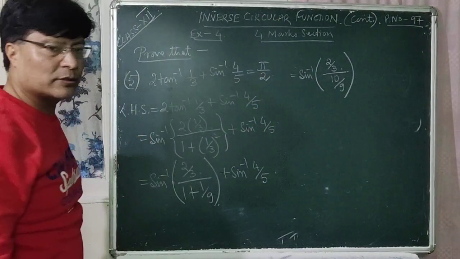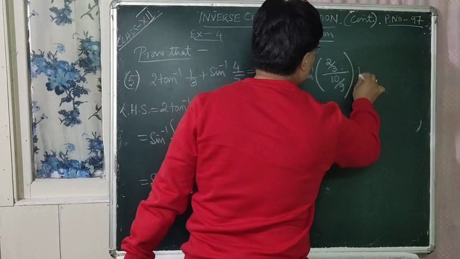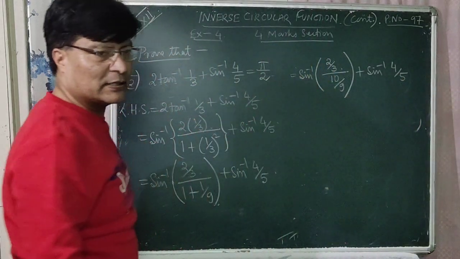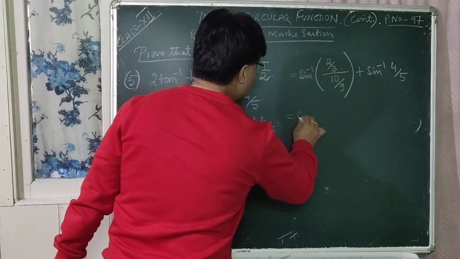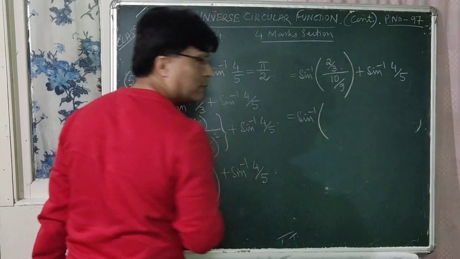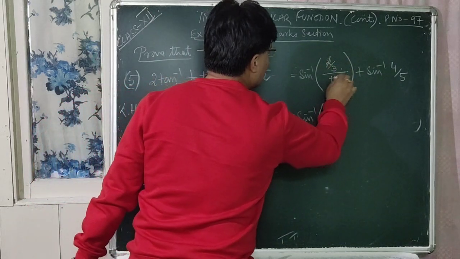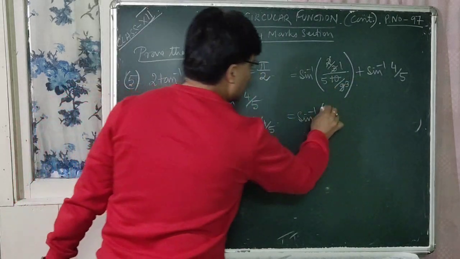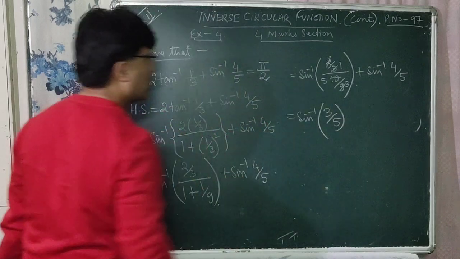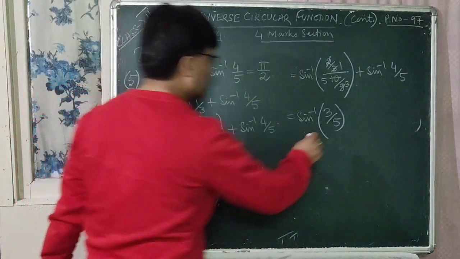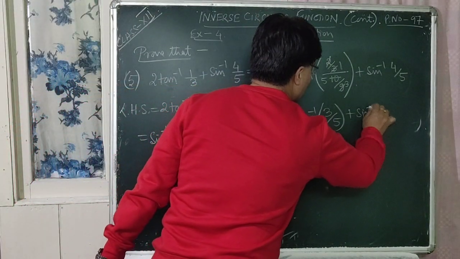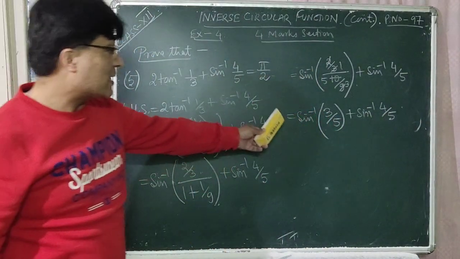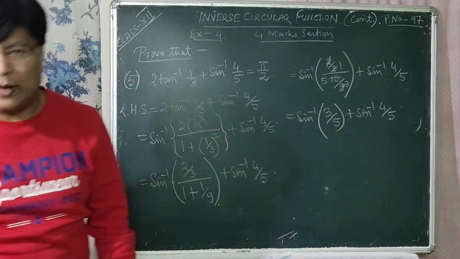10/9, bracket closed. Then plus sine inverse 4/5, right? So which is equal to sine inverse within bracket. Now we can cancel that. 2 ones are 2, 2 5s are 10, 3 ones are 3, 3 3s are 9. That means 3/5. So this is your sine inverse 3/5 plus sine inverse 4/5. That is sine inverse x plus sine inverse y.